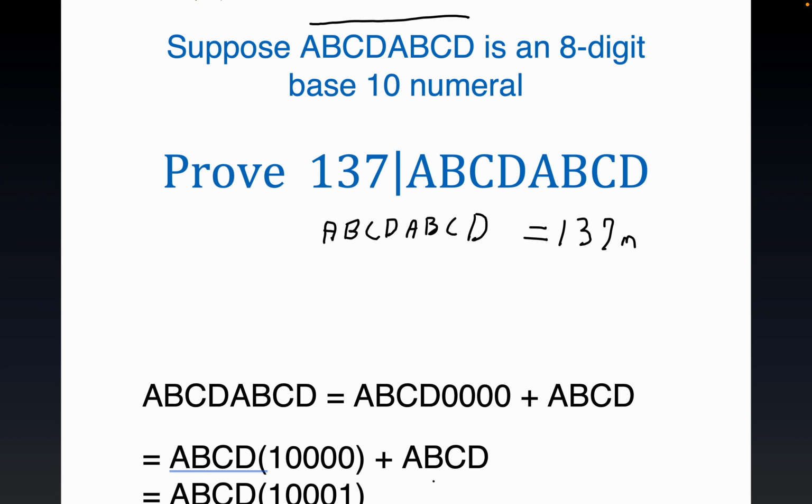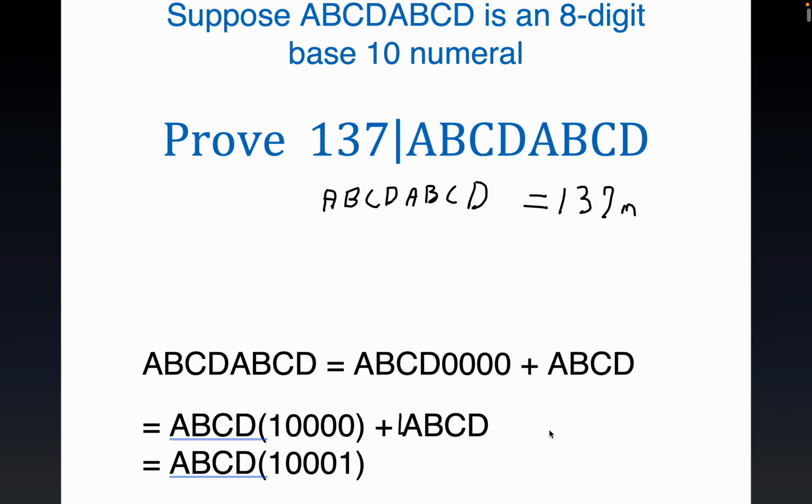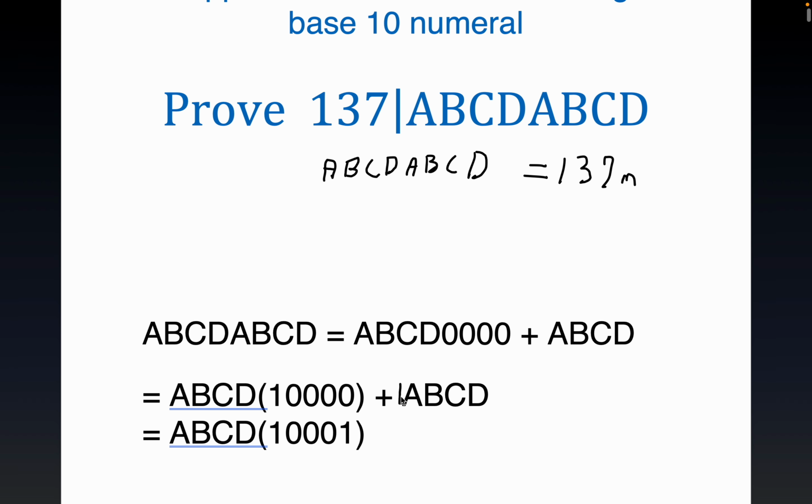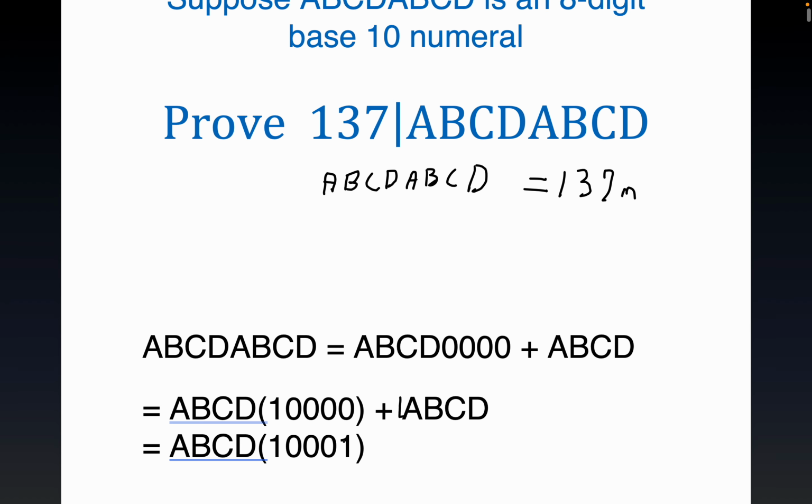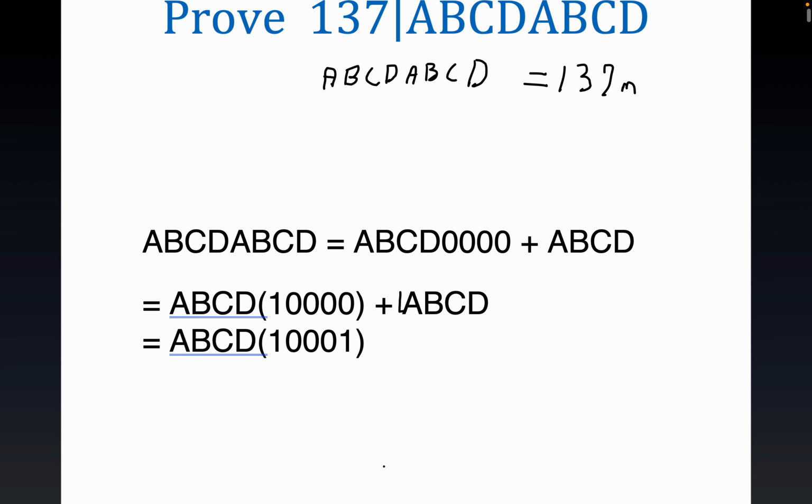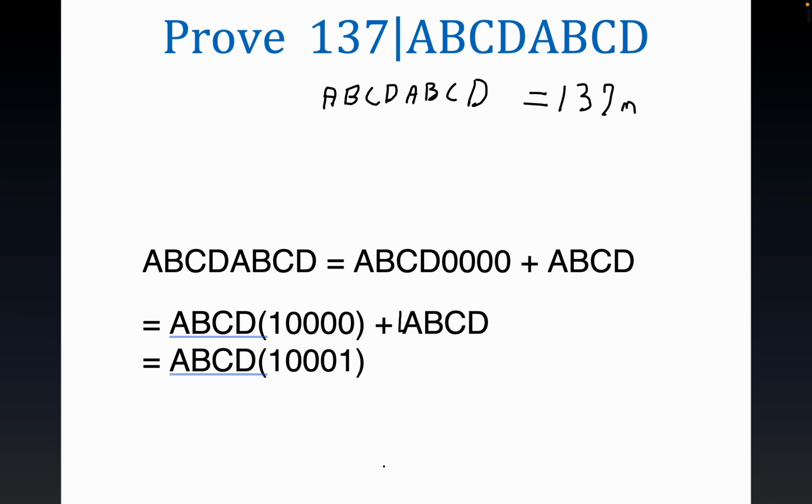Okay, so now what we have right here, it all works out nicely because there's an understood 1 right here, right? Understood 1. Okay, and then when you add this 1 to this 1 right here, you get ABCD times 10,001. So we now see that all we have to do is show that 137 is a divisor of 10,001 to have completed the problem. So let's see if we can manage that.